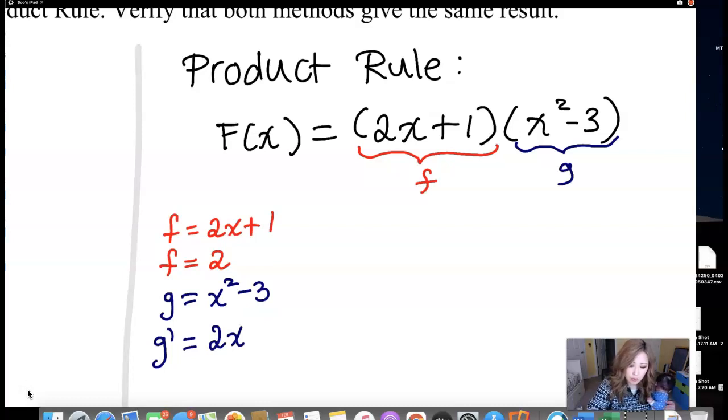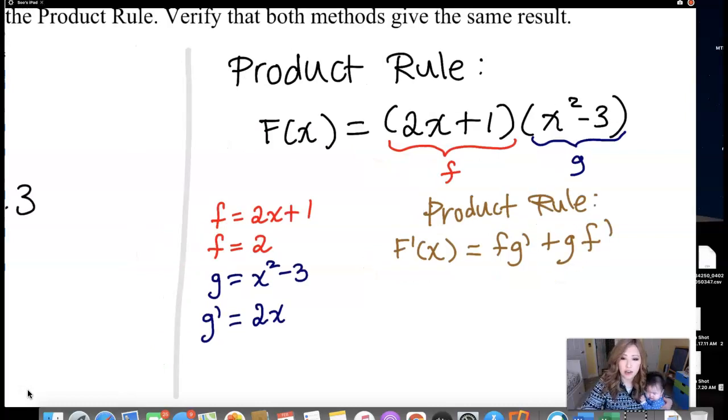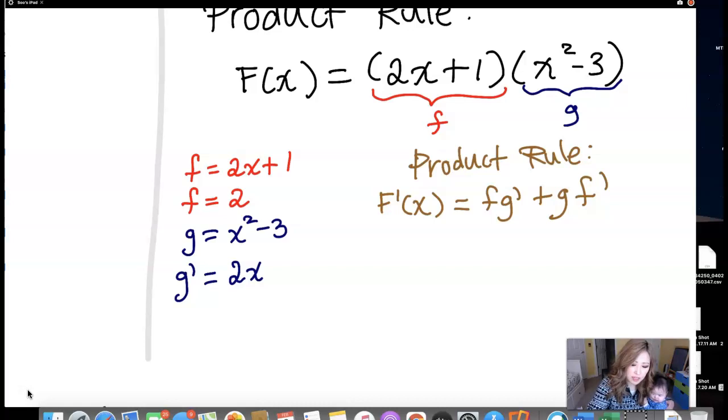So let's do the product rule. Which is f prime of x is first times the derivative of the second plus second times the derivative of the first. And we're ready to put this together. Ready? So first term is f. And f is 2x plus 1. So we write that down first. Parenthesis 2x plus 1. All right, I need to multiply this by g prime.